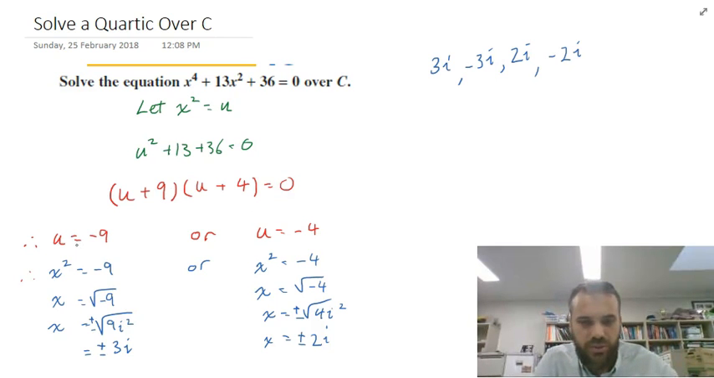You could have solved this by completing the square as well. If you completed the square, you would have still got u answers of negative 9 and negative 4, and then you could have worked through the same process. You could have done it using the quadratic formula from u squared plus 13u plus 36 equals 0. Again, you would have got answers of negative 9 and negative 4, and you could have worked through there. So, 3 valid methods of solving this. It's what you're comfortable with.